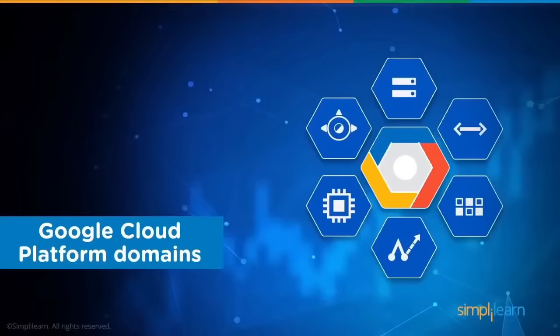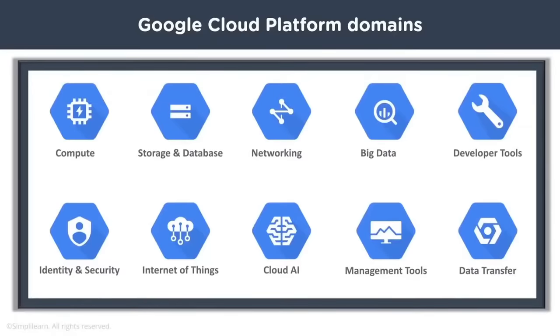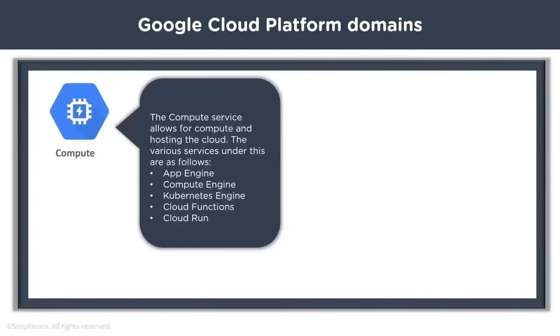Now, when we talk about Google Cloud Platform domains, we can break down these services into specifics, such as compute. Now, the compute service allows for computing and hosting in the cloud. Now, when you talk about computing, here there are different services, such as App Engine, you have Compute Engine, you have Kubernetes, you have Cloud Functions, and Cloud Run.